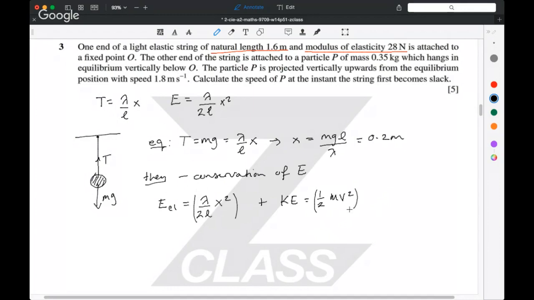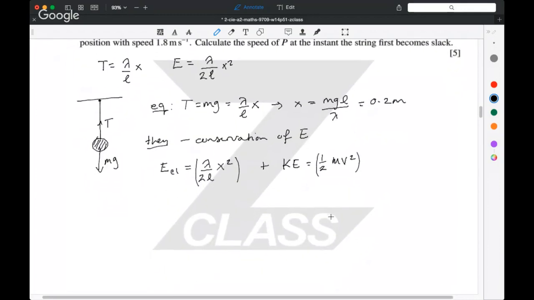So this is our initial energies. Now, what happens when the string goes slack? Well, so this is 1, and then afterwards you have the string slack. So the elastic energy is 0, because the string is slack. It's at its natural length. So x is 0. So there's no deviation from the natural length. So this whole thing is 0. So elastic potential energy is 0. You have some kinetic energy, 1/2 mv prime squared. And you also have some potential energy. So this is equal to mgh by the usual formula.